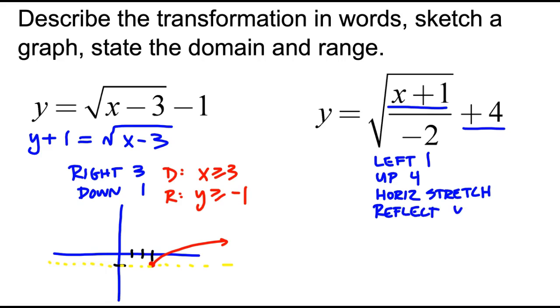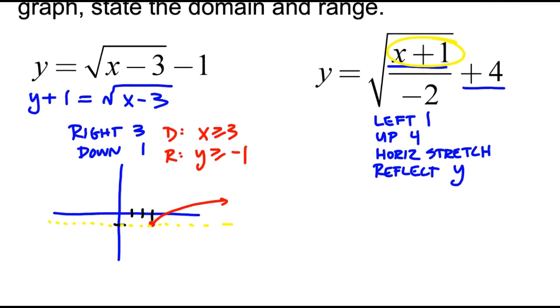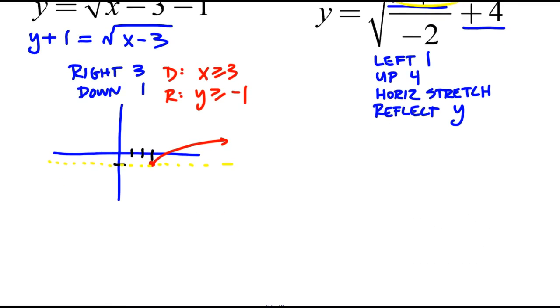This one's a little tricky because if you think about it, the square root, you can't have a negative inside the radical. And so if it's dividing by a -2, then that means that this top stuff has to be negative because you need a negative divided by a negative to make a positive inside the radical. And so that's why when you graph this one, it's reflected over the y and it's flipped from right to left. So this one's going to go left 1, up 4.